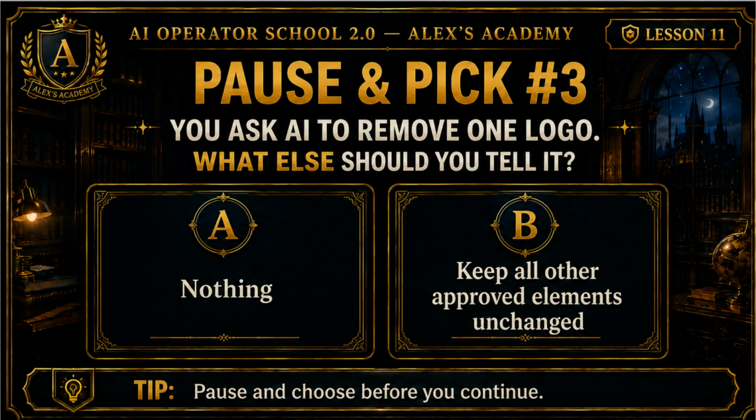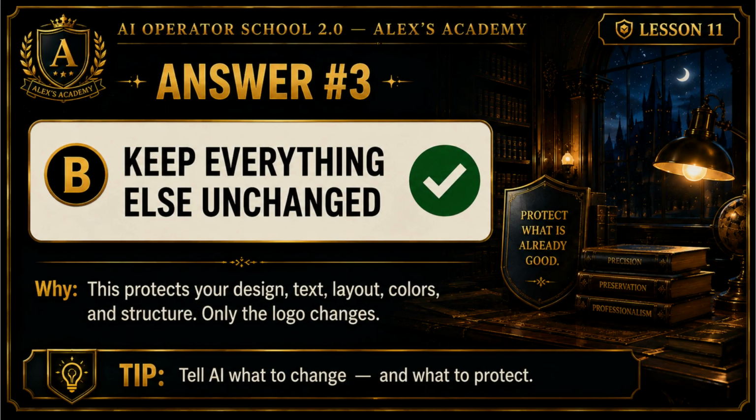Pause and pick one last time. If you ask the AI to remove a logo, what else should you tell it? Is it better to say nothing, or specifically instruct it to keep all other elements unchanged? The correct choice is B, keep all other approved elements unchanged. This protects your design, text, and structure. Remember the tip: always tell the AI what to change and what to protect.